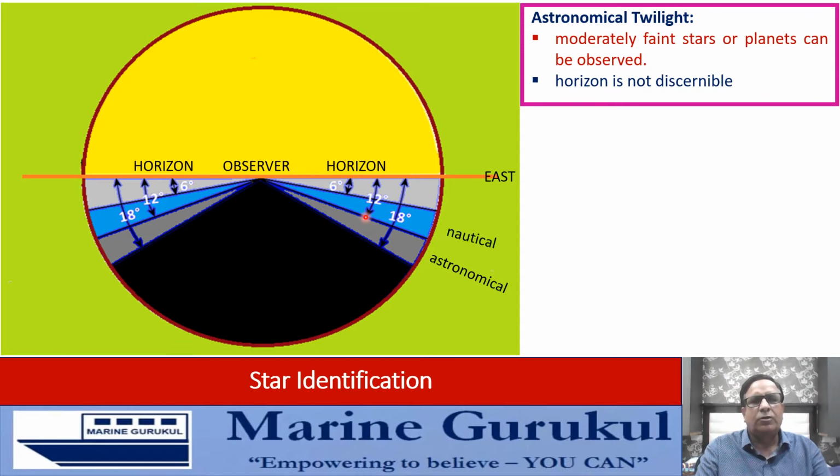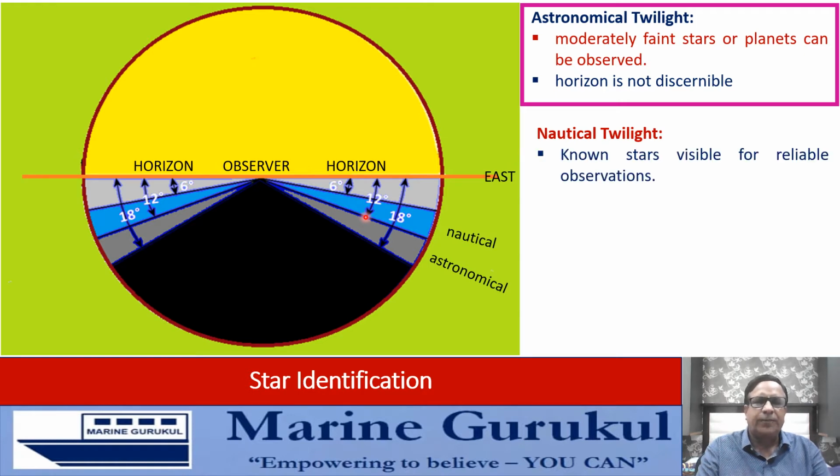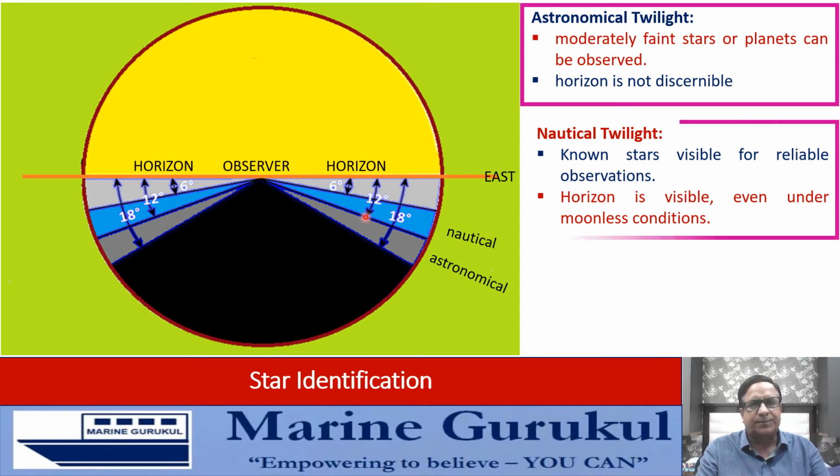Now during nautical twilight, obviously the lighting has improved, so the faint stars may not be visible, but the stars and planets that we use for navigation are all visible during the nautical twilight. And at the same time, because of improved lighting, now the horizon is also visible. Therefore, nautical twilight, as the name suggests, is the suitable period for taking star observations.